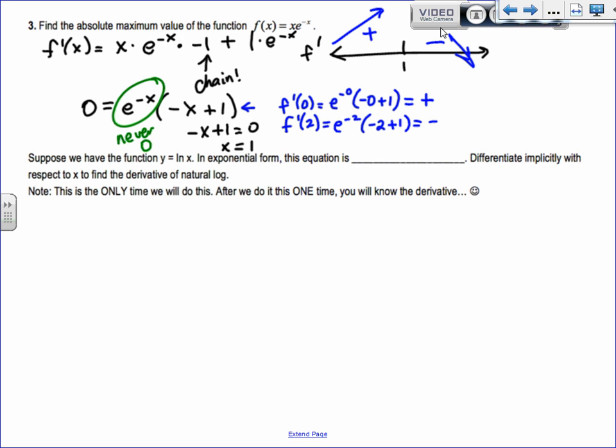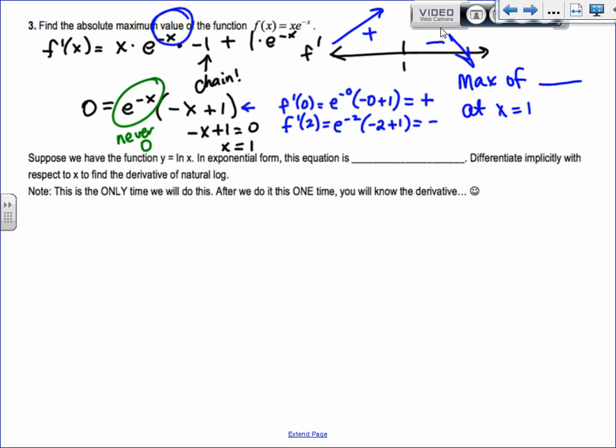So that means we have a maximum. Now it says find the maximum value. When you say maximum or minimum value, you're saying how high or low does the graph go. So you need to find the y value. That's just where it's located. So at x equals 1, right? So we're going to say max of something at x equals 1.